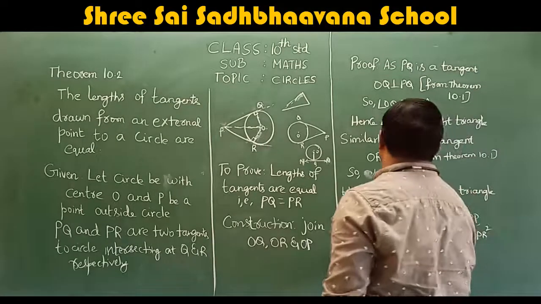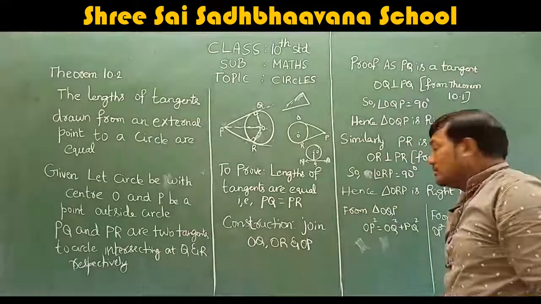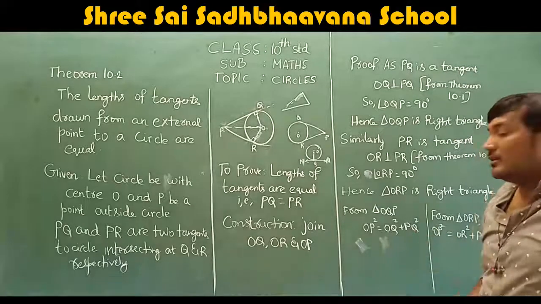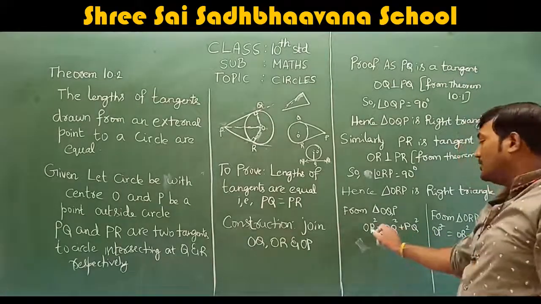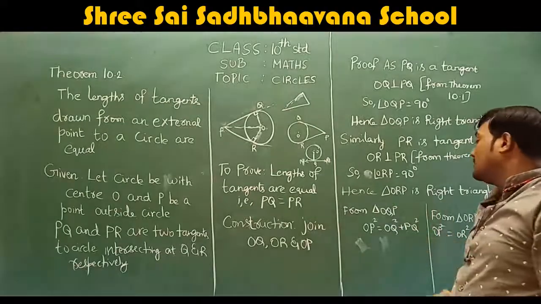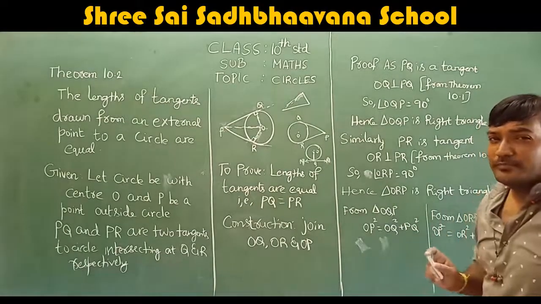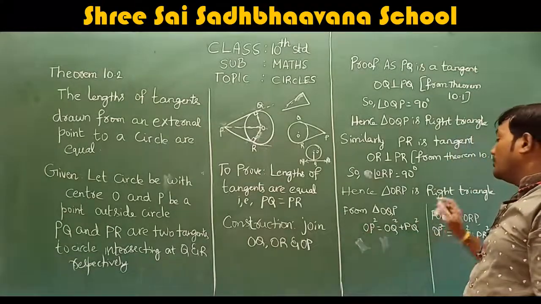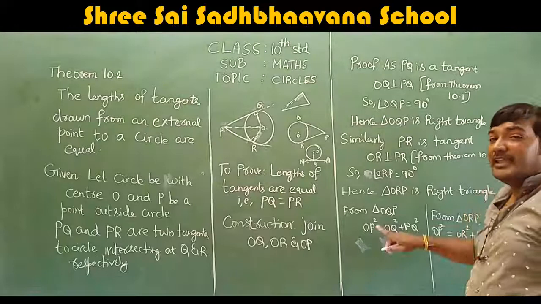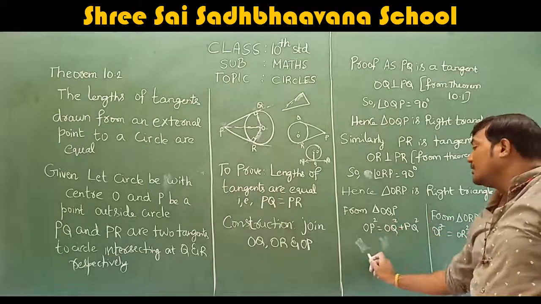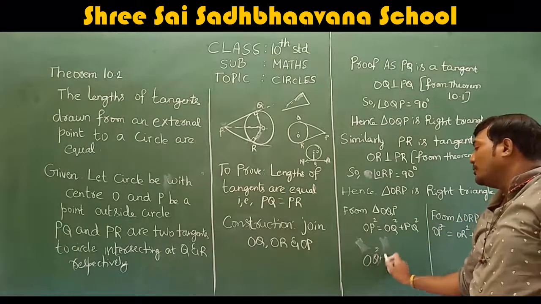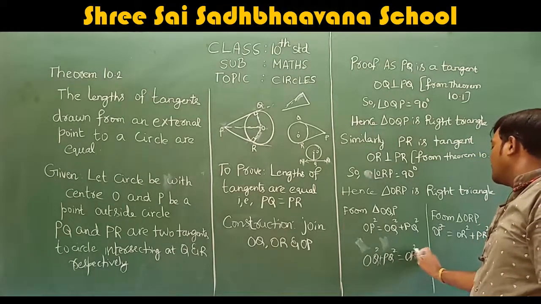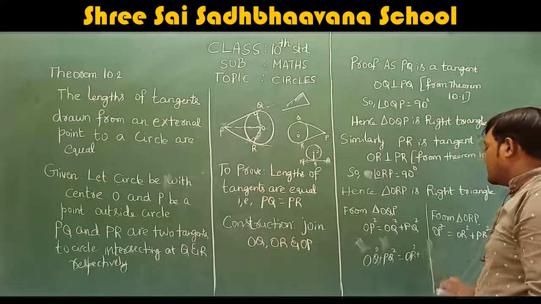OP square is equal to OR square plus PR square. So in both, you see, OP is the common side, isn't it? OP square in the LHS here, and again OP square is there in the LHS here. Correct? I hope you understood. Can we equate both? Because LHS is the same, your RHS should be the same. So OQ square plus PQ square is equal to OR square plus PR square.